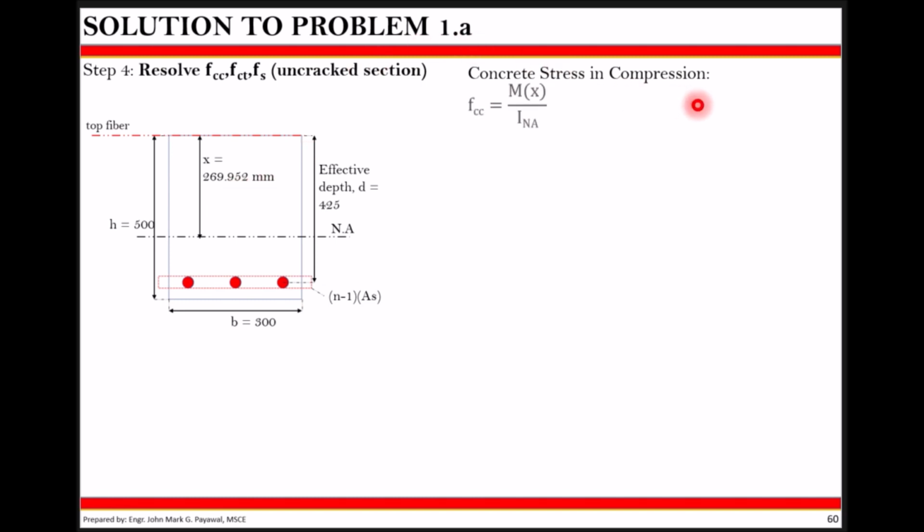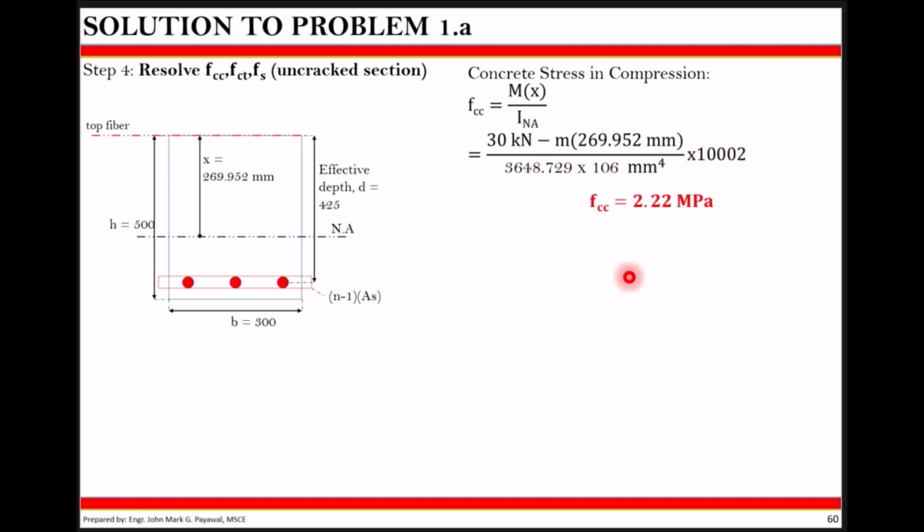Compression stress in concrete would be given as this equation. Your M would be equal to 30 kilonewton meter. Your x is 269.952 and INA has been computed already. The correction factor is equal to 1000 squared. Putting these values on your calculator, we can now compute that fcc is equal to 2.22 megapascal.